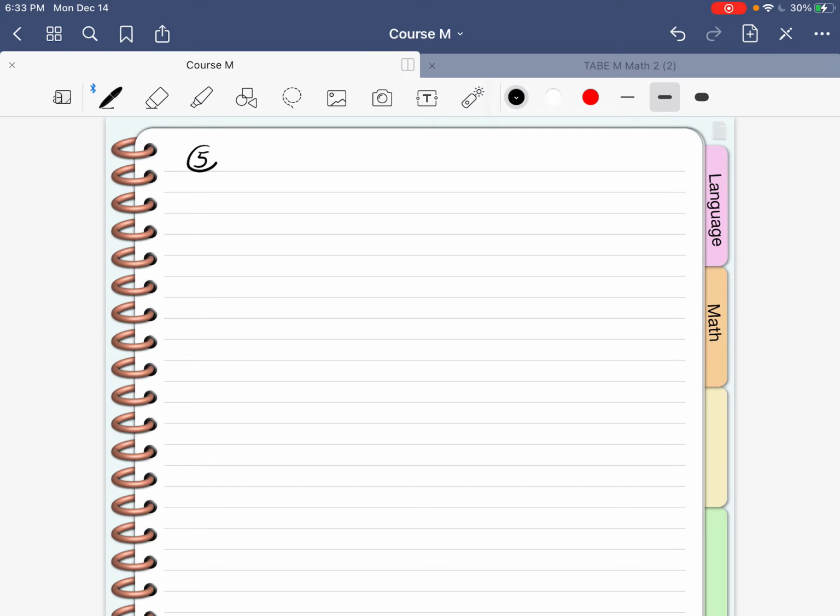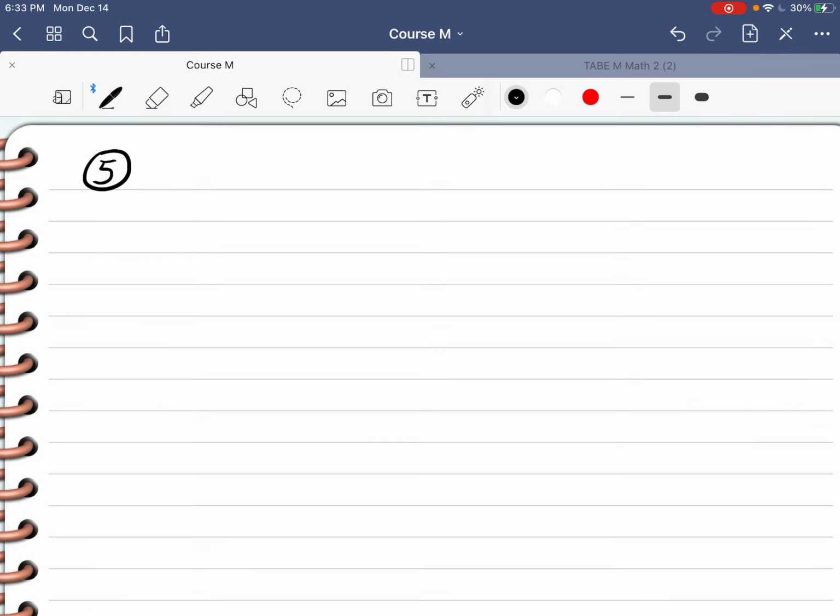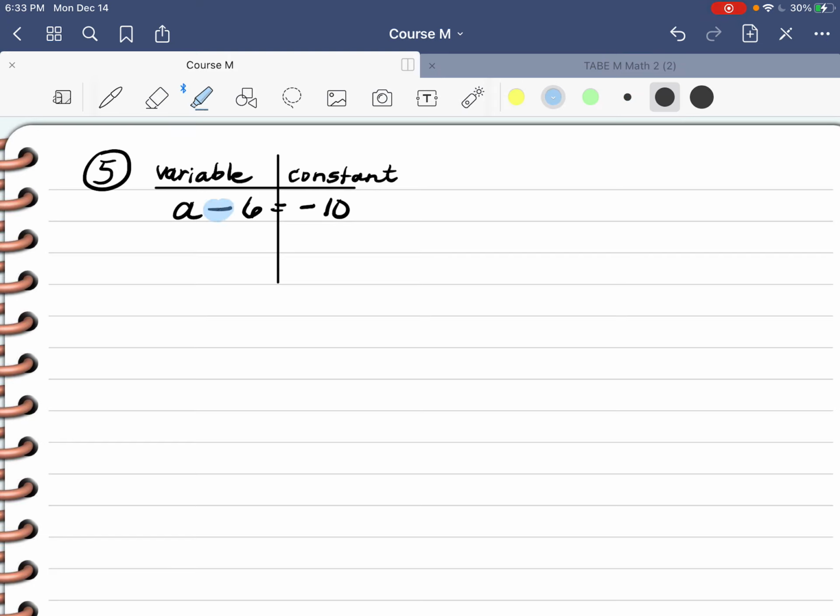Number 5. A minus 6 equals negative 10. Be careful here. That negative sign is a sign, at least to me, to slow down. What needs to move? Add 6, add 6, cancel, copy.